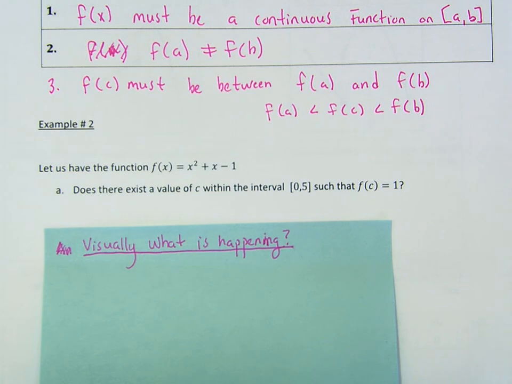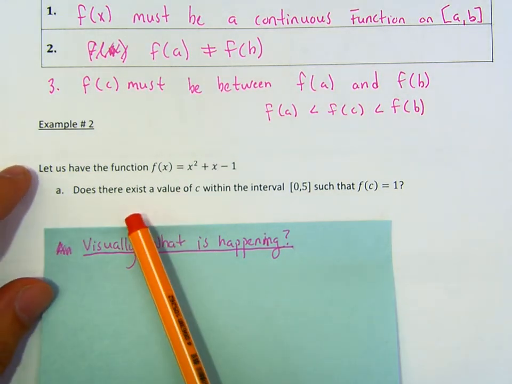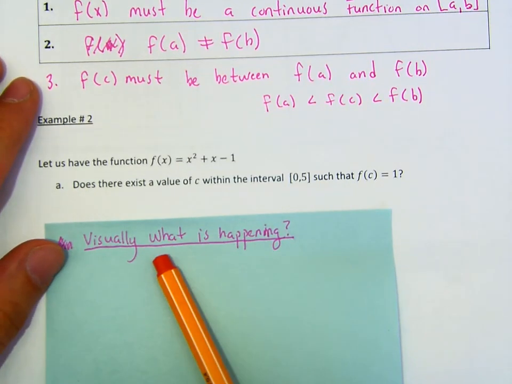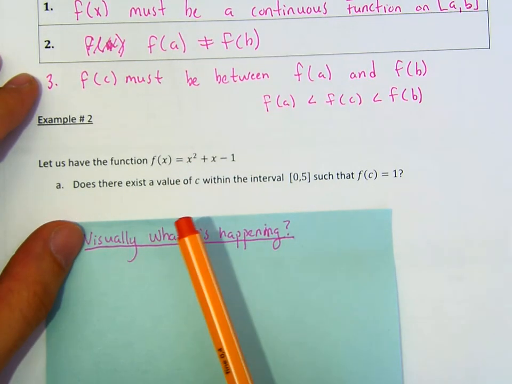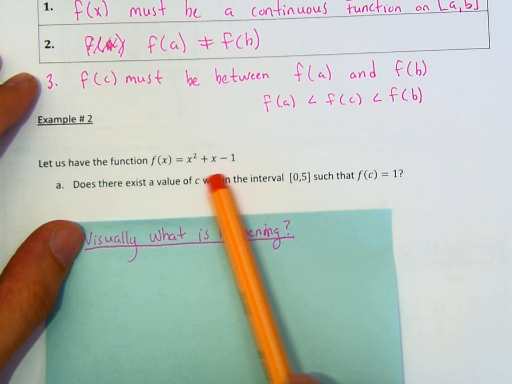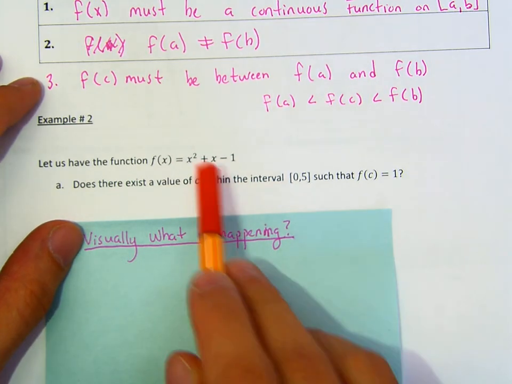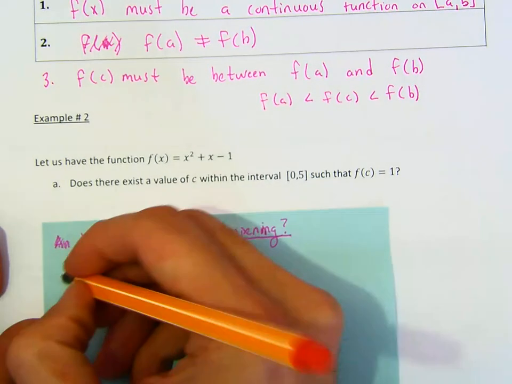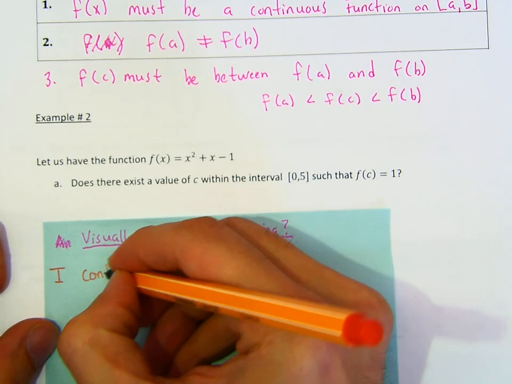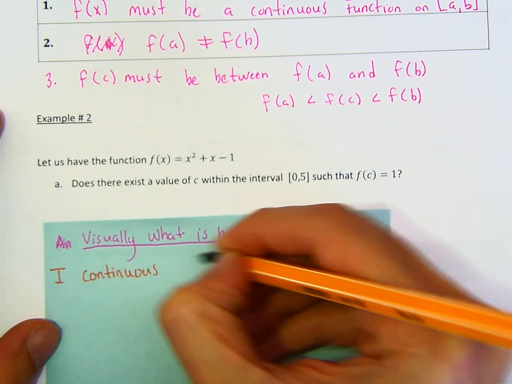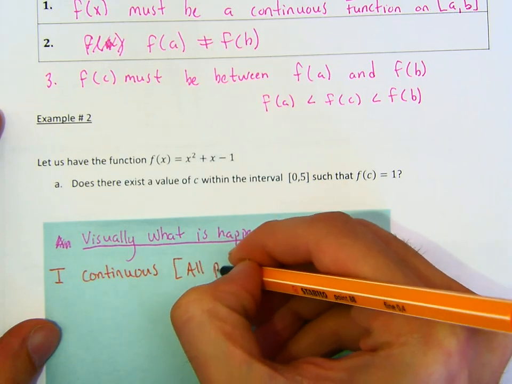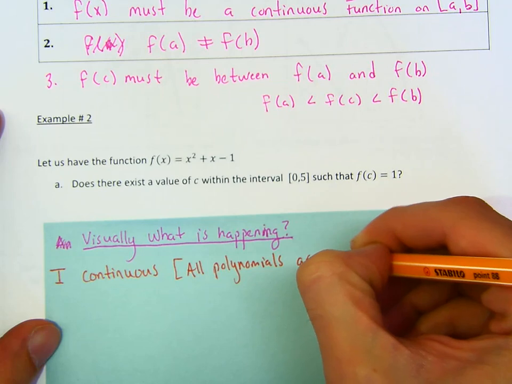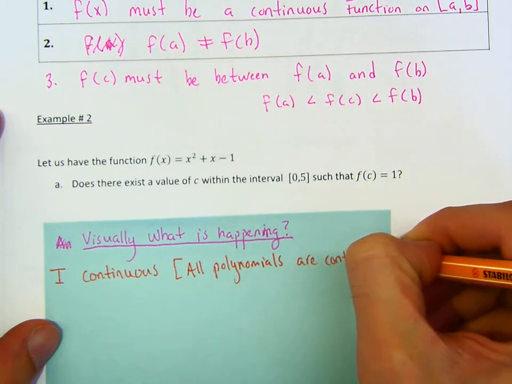Okay, so let's have this function. Before we get into this, you have to be able to create a visual of what's happening here. Let's say we have this function, x squared plus x minus 1. What do we know about this function? For part one, it's continuous. And how do we know that this is continuous? All polynomials are continuous functions.